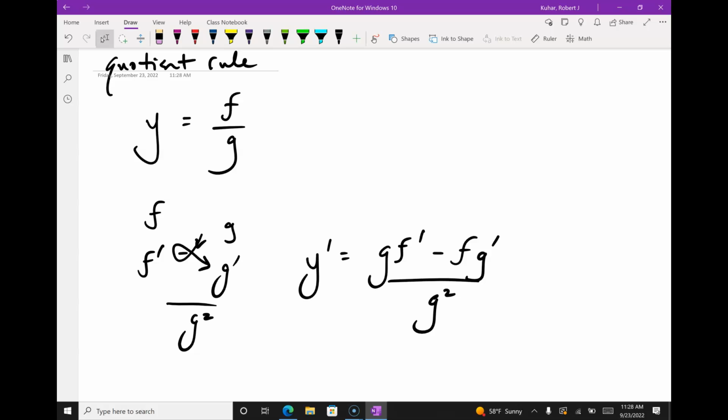Because I'm going to give you a quotient on the test to do by a limit. And then I'm going to ask you to verify that you have the right answer using the quotient rule. I'll do one like that Monday or Wednesday for sure. Maybe today.